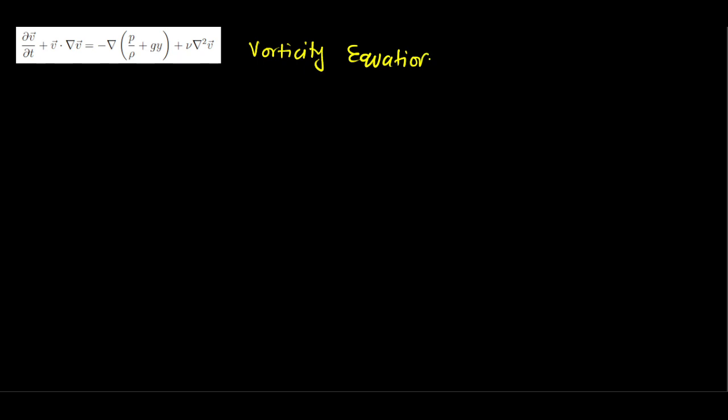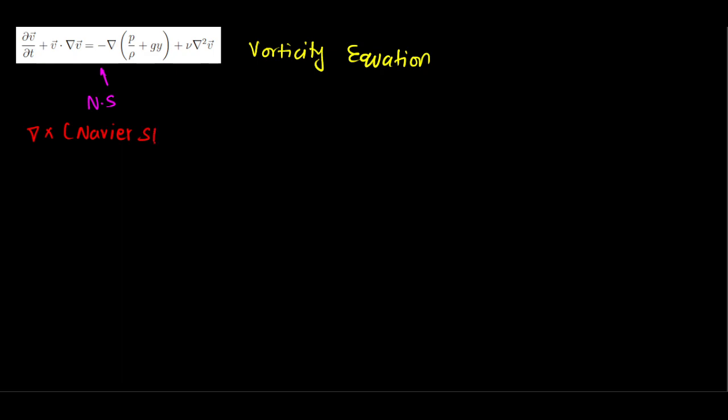So the equation which I have here, and you must have recognized, is the Navier-Stokes equation in vector form. So this is the Navier-Stokes equation. And what we are going to do to derive the vorticity equation is just that we are going to take the curl of the Navier-Stokes. So we are going to simply take the curl of the Navier-Stokes equation.